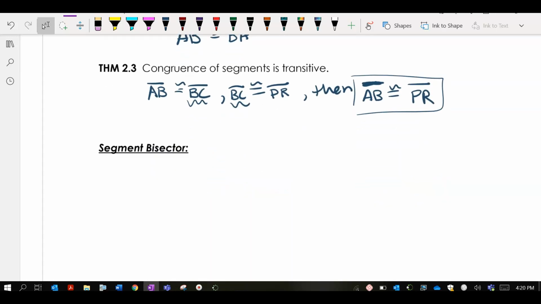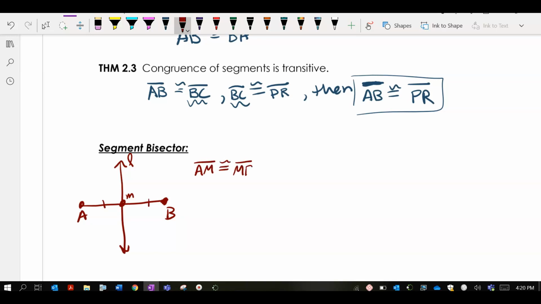And then a segment bisector. So a segment bisector is when you're going to have a segment. Okay, so let's say segment AB, and it is going to be bisected by a line, or it could be another bisector, but I'm going to put a line here, line L. When something is bisected, you will be getting the midpoint. So when it's bisected, it cuts it in half, so I'm going to put an M, so then we can say that segment AM is congruent to segment MB.